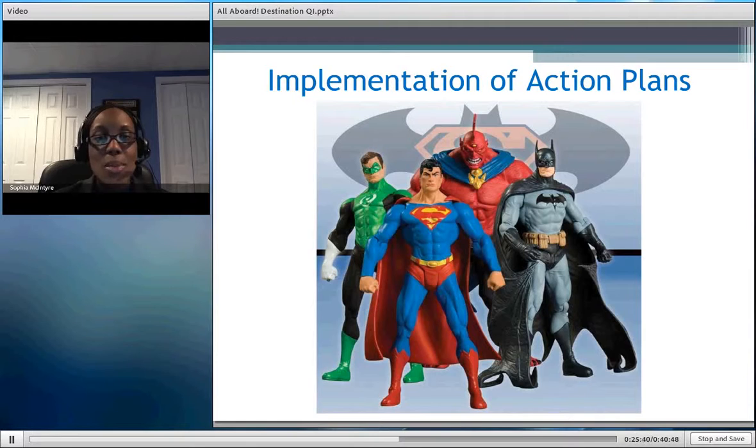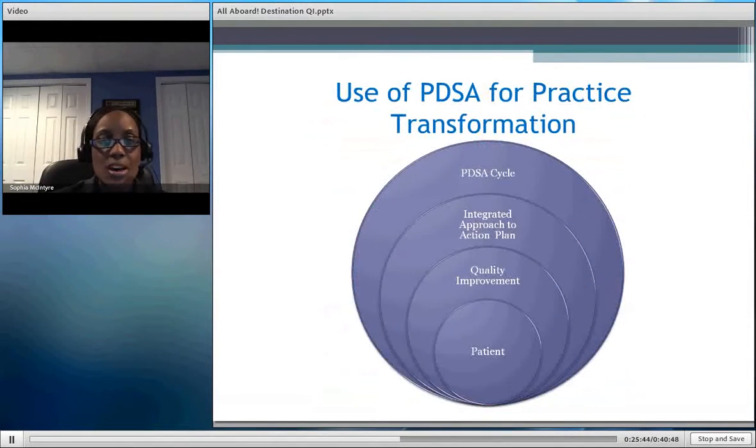So let's talk about implementation of your action plans. And this is a nice pictorial of your action figures, because I think that this should be more of a fluid process when you're implementing action plans. This should not be a passive process. So just like our superheroes, they're not sitting back waiting and looking for things to happen. They're making sure things are happening as we should be. So let's look at the use of the PDSA cycle for practice transformation.